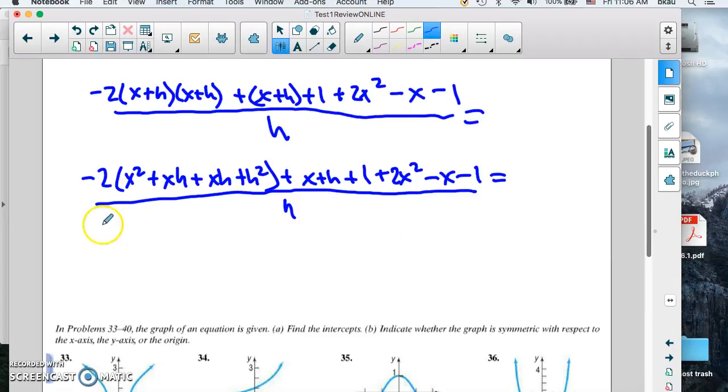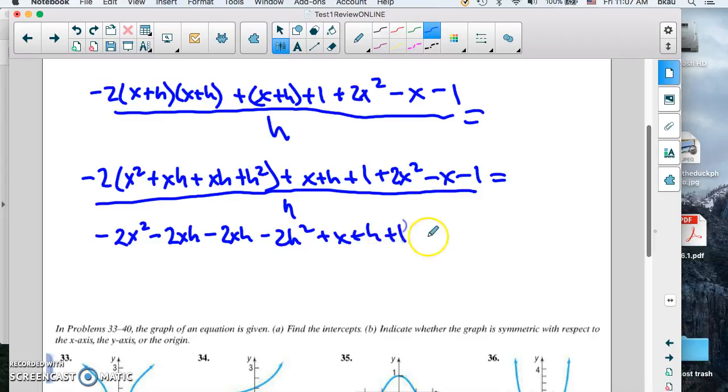So we're going to multiply this out. We get negative 2x squared, plus, actually it's minus, because we're multiplying by negative 2. So we get minus 2xh, and then a minus 2xh, minus 2h squared, plus x plus h, plus 1 plus 2x squared minus x minus 1, all over h.